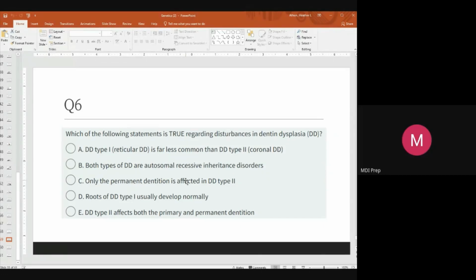Okay. Yeah, so for the rest of these, it's opposite. So, for example, for A, it says that type 1 is far less common than type 2. So the correct idea from this is that type 1 is more common than type 2. Both types of DD are autosomal dominant. Both primary and permanent dentition will be affected by DD. And then DD type 1 is the radicular type, which does not allow the roots to develop normally.